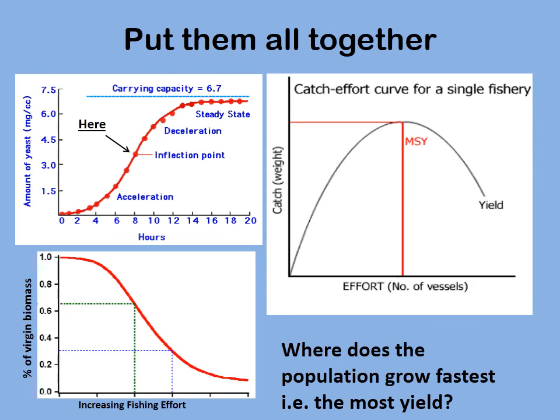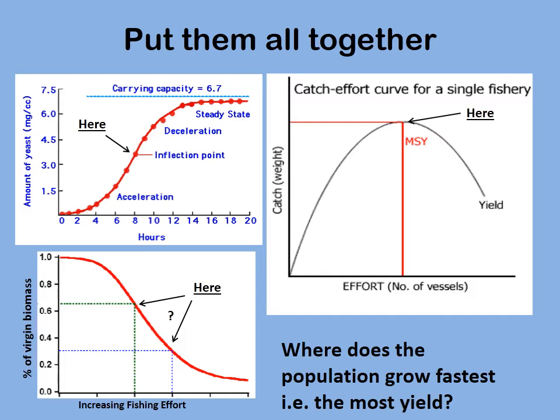So if we put them all together, where does the population grow fastest, i.e., where do we get the most yield? It grows fastest at the inflection point on the S curve. It grows fastest at the maximum sustainable yield. That's where we can take the most fish out of the population. But where does it grow the fastest on the third graph? Is it right there in the center, or is it more at one of these other points?